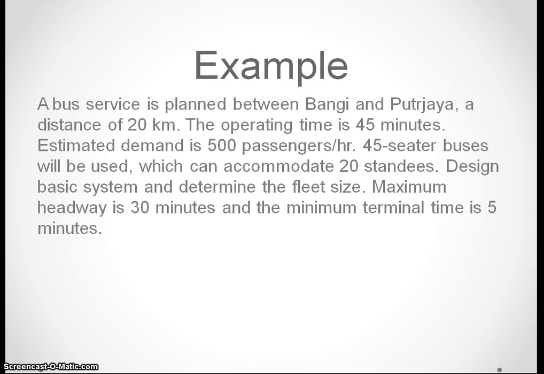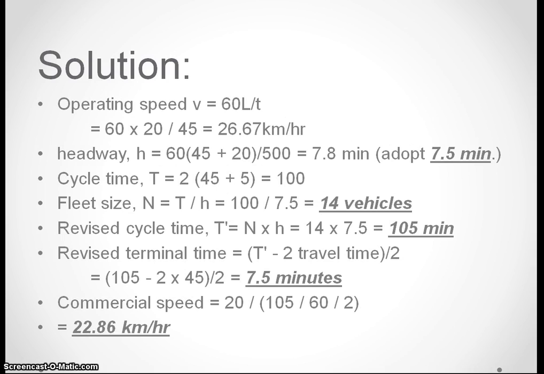Example: a bus service is planned between Bangi and Putrajaya, a distance of 20 km. The operating time is 45 minutes. Estimated demand is 500 passengers per hour. 40 side-seater buses will be used, which can accommodate 20 standees. So the number of passengers is 65. Design a basic system and determine the fleet size. Maximum headway is 30 minutes and the minimum terminal time is 5 minutes.